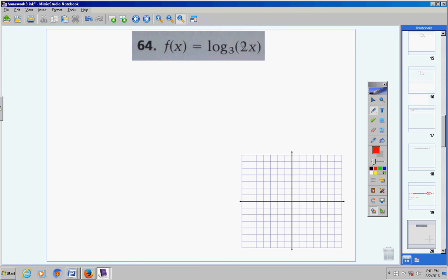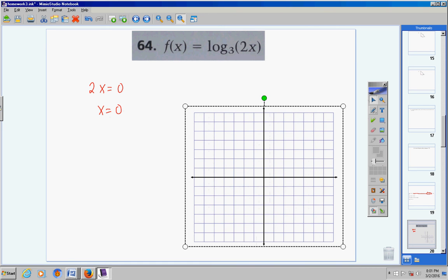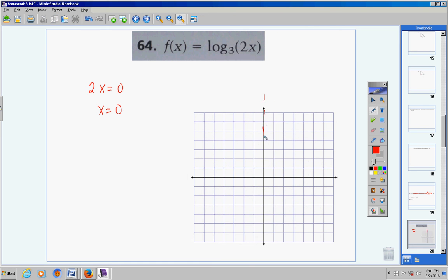is take the argument and set it equal to zero and solve. That's step one. Divide both sides by two, x equals zero. Now that's going to be your vertical asymptote, okay? So here is your vertical asymptote right here, right at zero. Okay, that's step one.